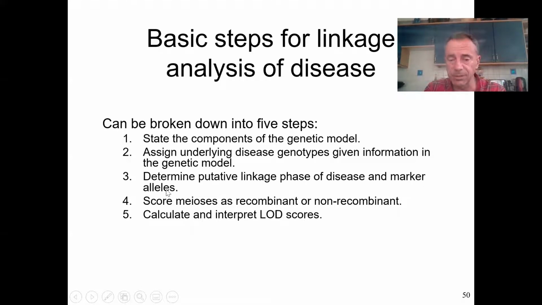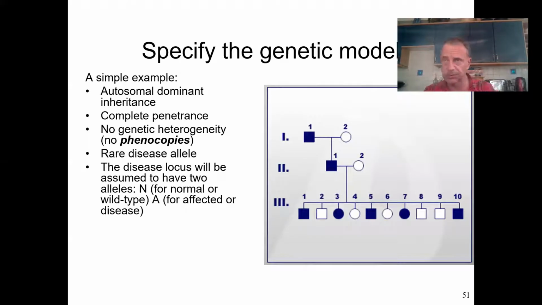Then we're going to type some marker alleles, and we're going to work out whether the marker alleles are in phase or not, how they are phased with respect to the disease locus. And that will allow us to look at each meiosis and say, is it a recombinant or a non-recombinant? And then we've scored those. We've got a certain number of recombinants, a certain number of non-recombinants, and then we're going to calculate log scores using the formula that we looked at in the previous session.